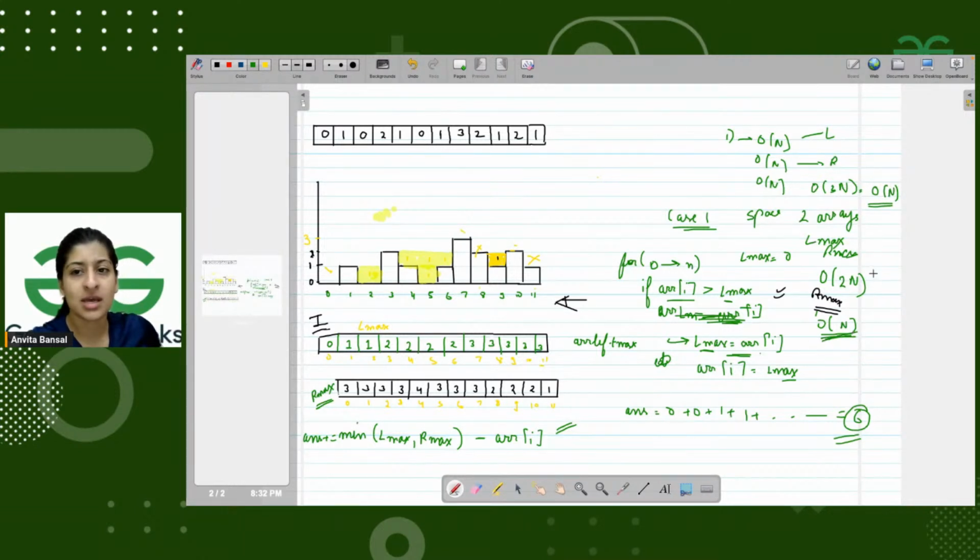But still here we are using some space. We can discuss one more approach, which is the optimal approach, in which we will not use any extra space, and we can solve this problem in exactly one pass. So what is that approach? Let's discuss that.